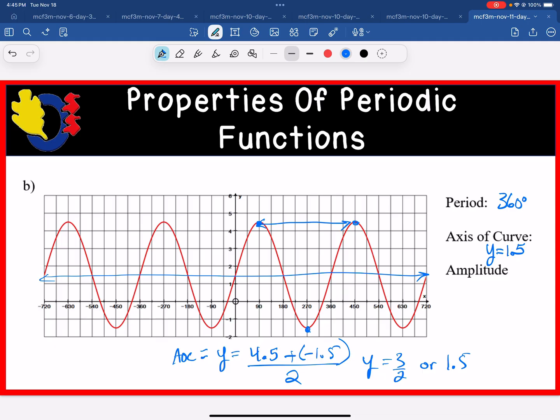For the amplitude, again, you can either count boxes or 4.5 minus 1.5 over 2, which is, minus negative, double negative here. Oops, let's see if I can fix that. Over 2, so then we're going to get 6 over 2, which is equal to 3. And again, I could count boxes as well. So this is a half, a whole, and a half, which is 3.